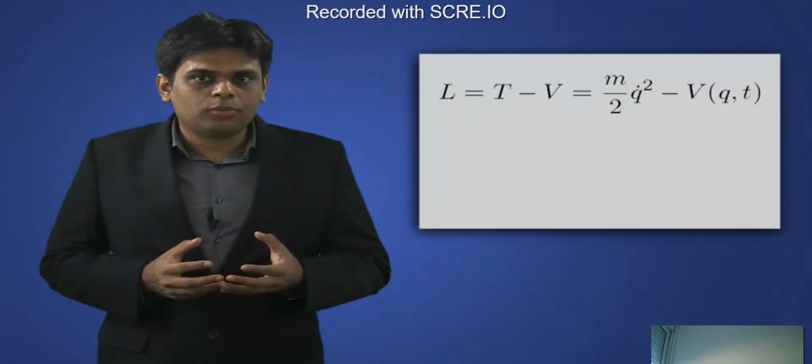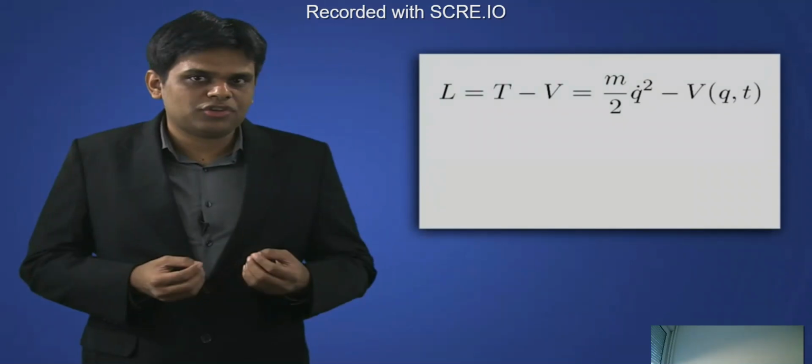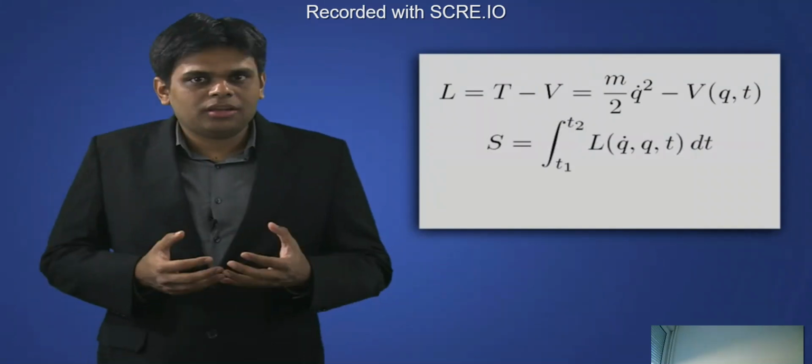Now, in this equation, q stands for the generalized coordinate of space. Now, from this, we can define a quantity called the action S. Now, this is simply defined as the integral of the Lagrangian between two given instants of time, say t1 and t2. Now, what does the principle of stationary or least action tell us?